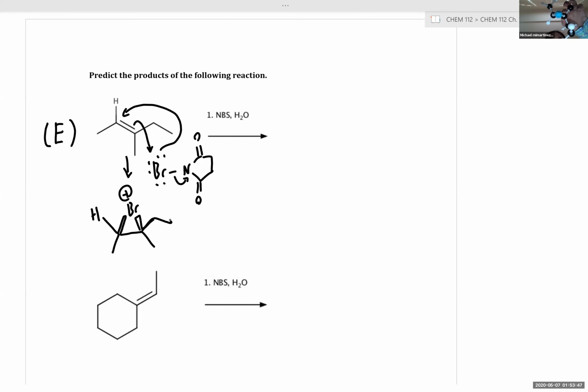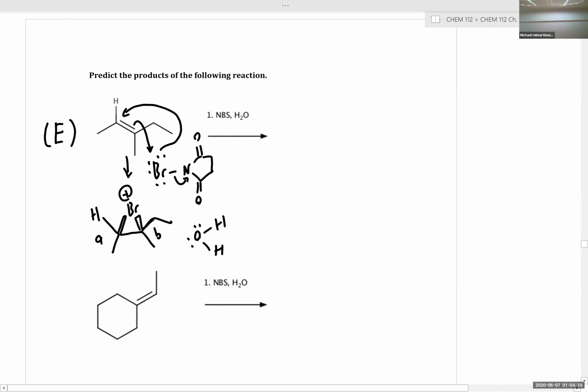bromonium intermediate. We're now going to attack it from the opposite face, and we're going to arbitrarily choose one of our carbons to attack. In this case, is there some bias here? When we have our nucleophile, in this case water, which site is preferred, site A or site B? Which site gets attacked? Which site is more substituted? B, exactly right. So we're going to attack from the opposite face at carbon B.